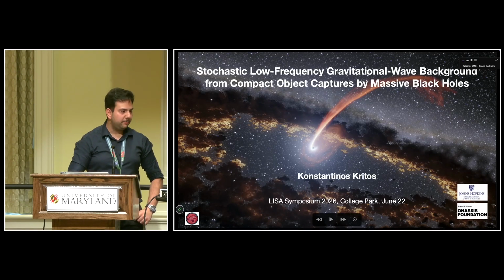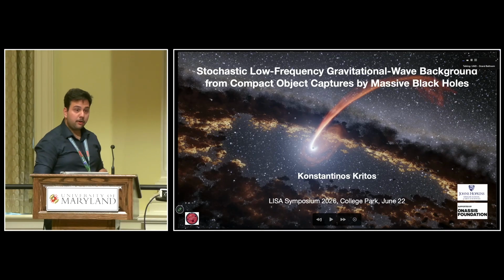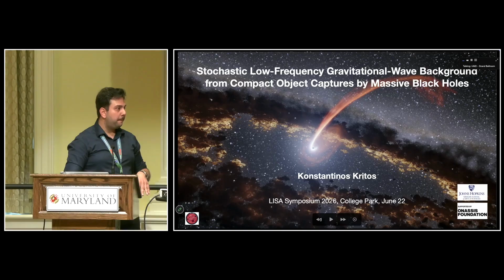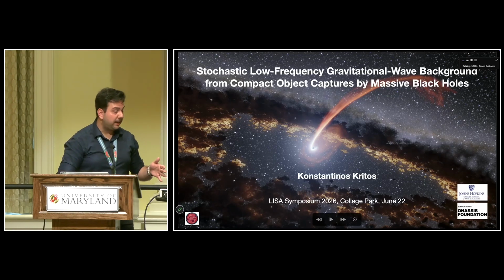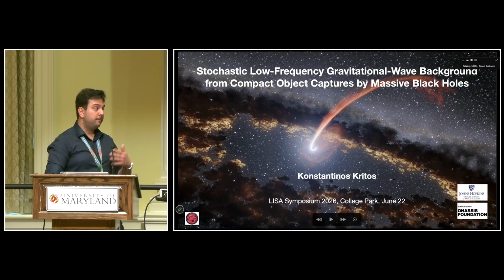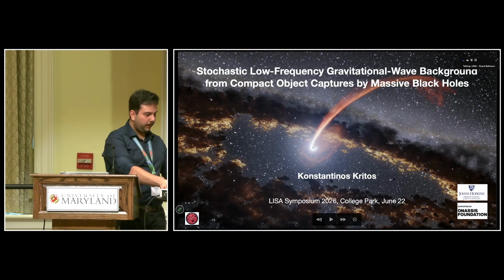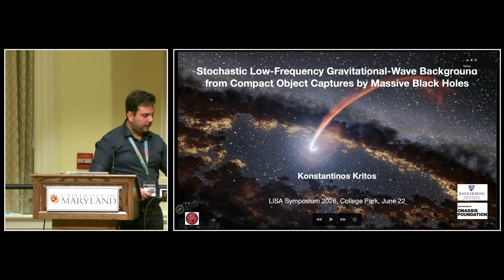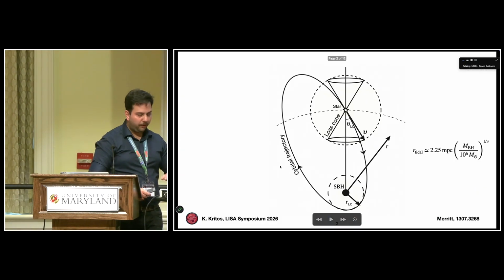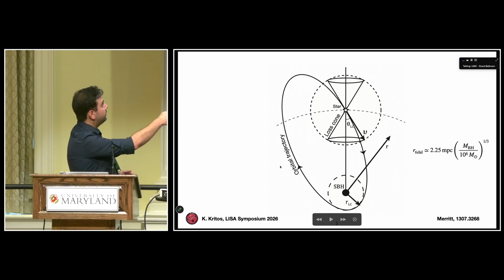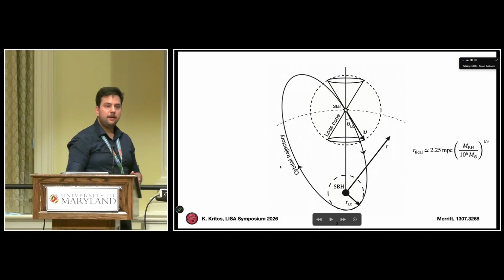My name is Konstantinos Kritos, and now we're going to talk about a few of the things that LISA will see. In particular, things such as tidal captures, gravitational wave captures, Bremsstrahlung, and tidal disruption events. I would like to define the loss cone, which is this set of velocity vectors whose orbit lies within the loss cone.